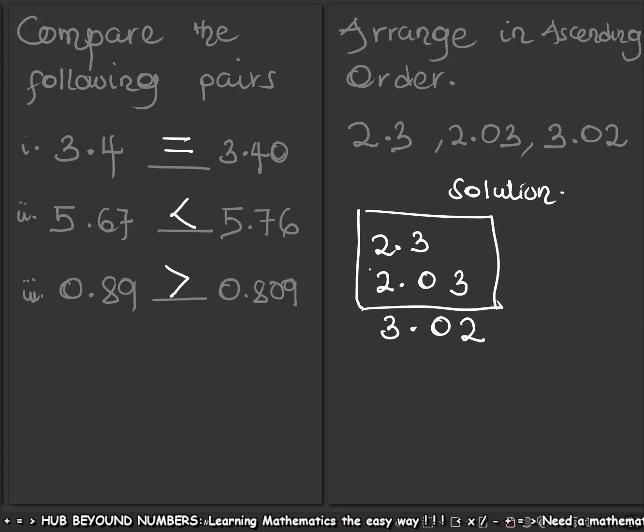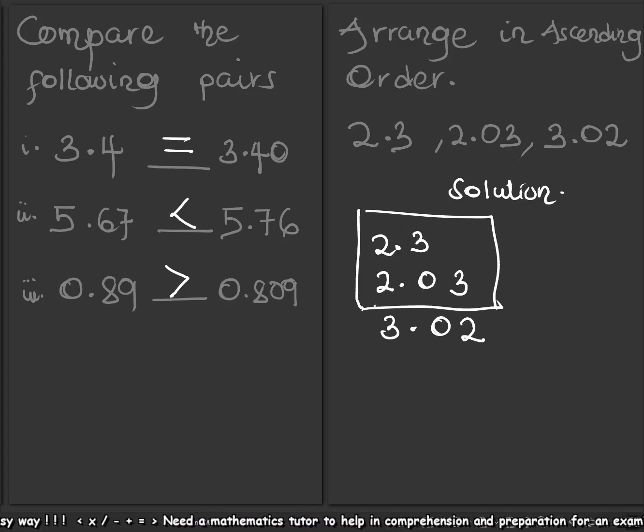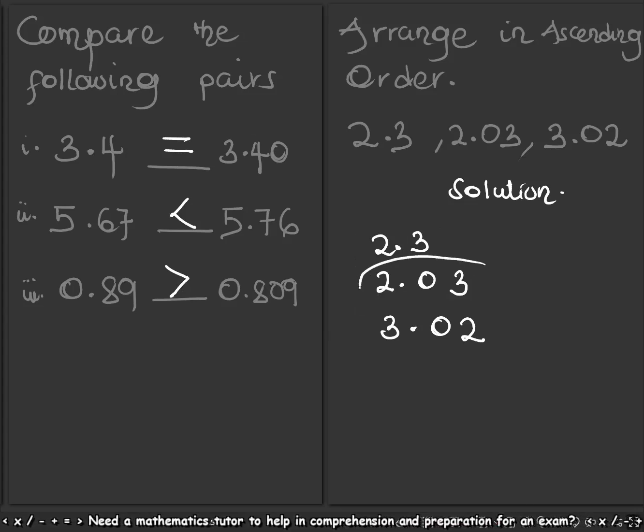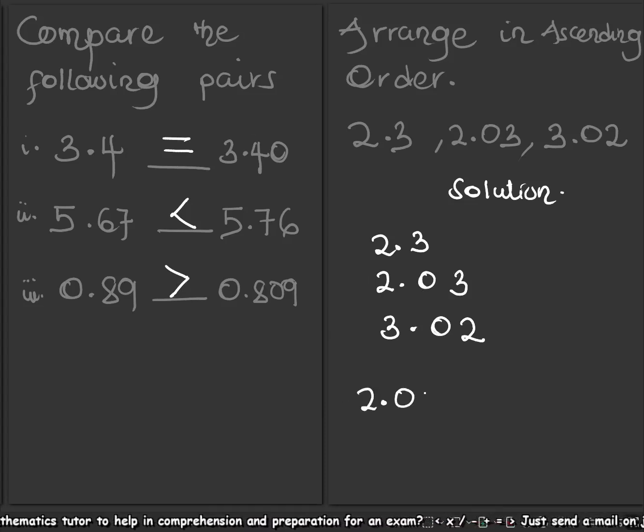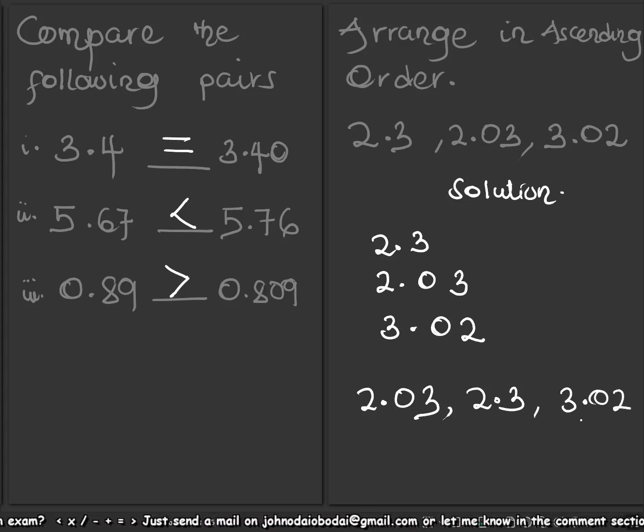Okay. So we have 2 and then 2. Then we go to the next digit, which is 3 and then 0. For 3 and 0, which one is biggest? 3 is big, you see. And since we are saying ascending order, we need a small one. So in that case, this number here becomes our smaller digit, which is 2.03. You see, followed by this, which is a 2.3. Then finally, our bigger one, which is 3.02. This is how we can arrange it.